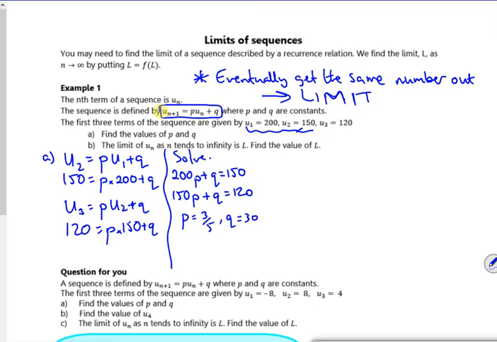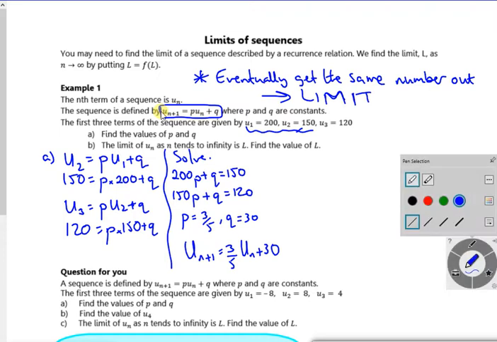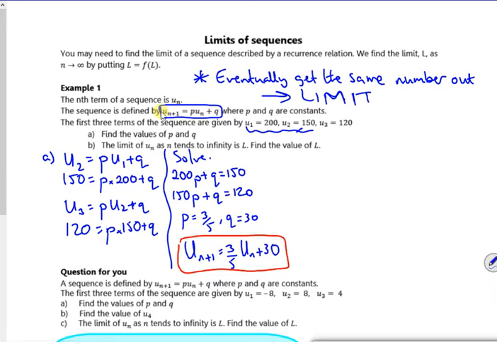So I've got a recurrence relationship, which is u n plus 1 is 3/5 of u n plus 30. There. So that's my recurrence relationship. I found my values of p and q. And that's part A done. Part B then says, as n tends to infinity, u n is L, find the value of L.